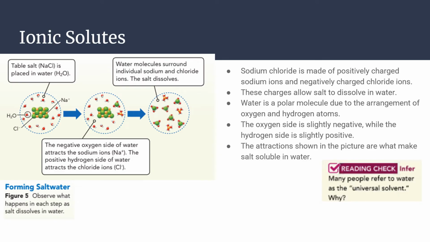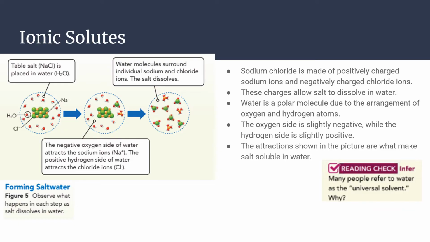Ionic solutes. So here we have figure 5 forming salt water. Observe what happens in each step as salt dissolves in water. So we have table salt, sodium chloride, placed in water, H2O. Then the negative oxygen side of the water attracts the sodium ions, which are slightly positive, and the positive hydrogen side of water attracts the chloride ions, which are slightly negative. Water molecules surround individual sodium and chloride ions, and the salt dissolves.